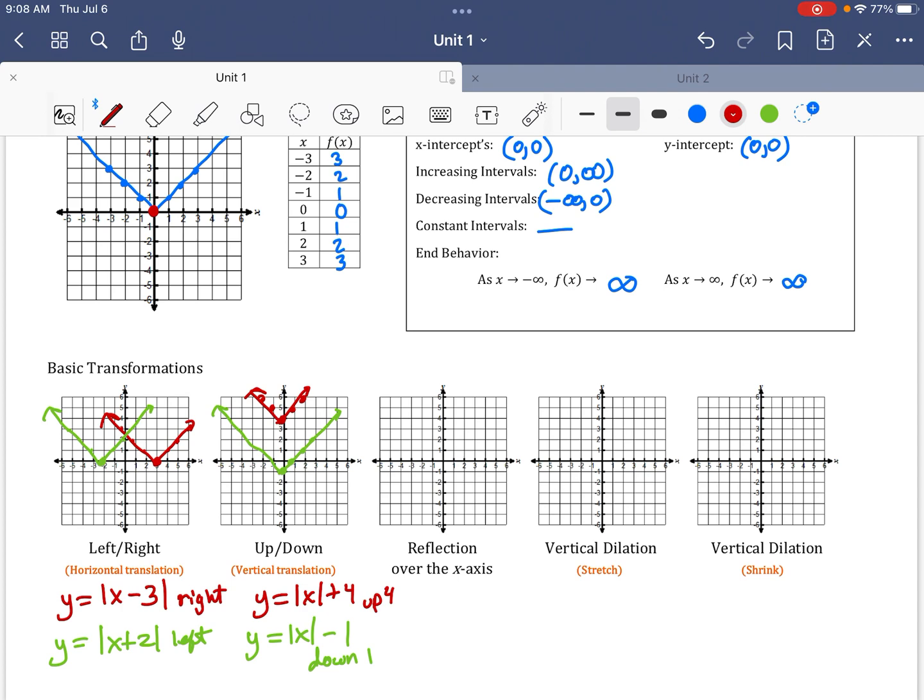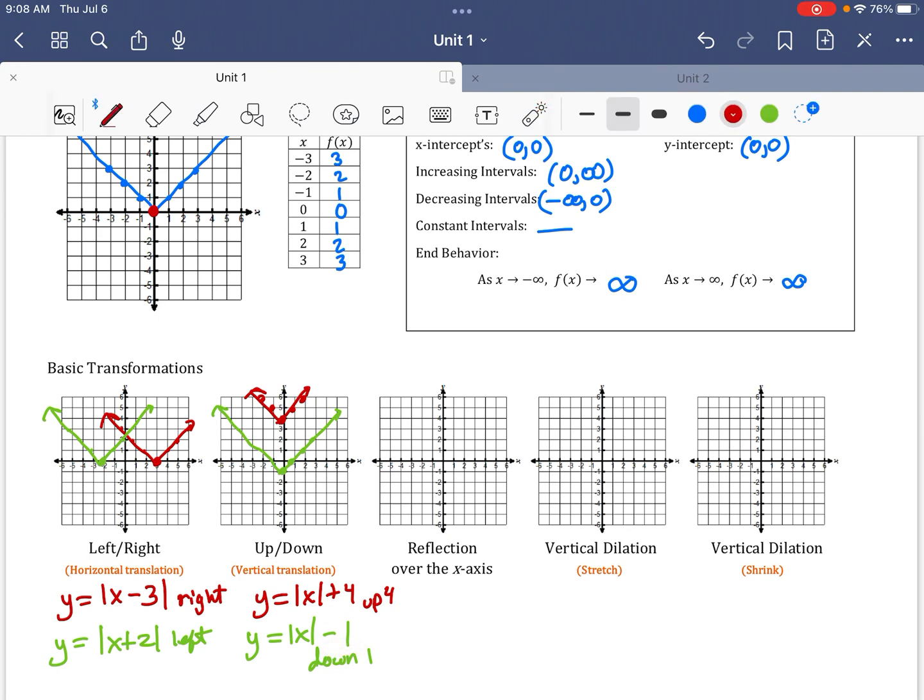All right, so you can see that if you want to move left or right, you put a number inside, and it's the opposite of what you might think. Like when you want to move to the right, this has to be a subtraction, and when you want to move to the left, it has to be addition, so it's kind of opposite. But when you want to move up or down, it's really what you think. Like when you think up, you're like, oh, plus, and minus is down, okay?